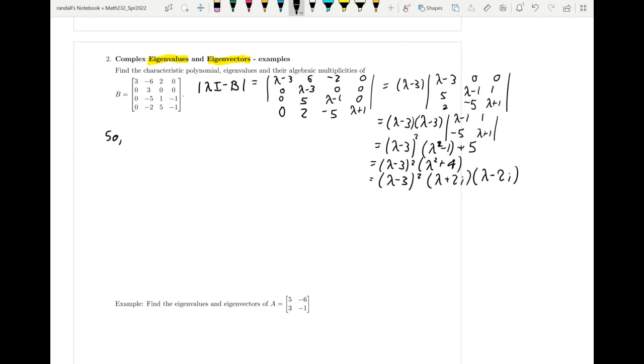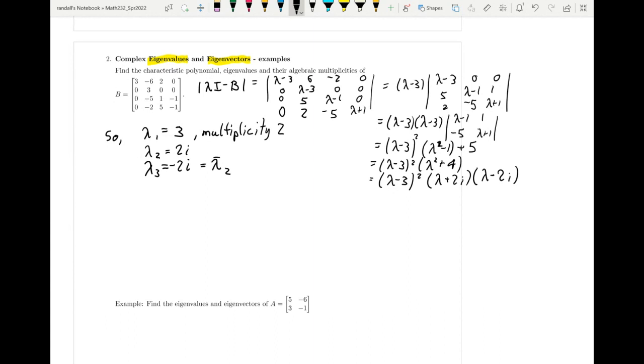So in this case, we have lambda 1, the real eigenvalue, is 3. And I'll just note here again, algebraic multiplicity 2, because it appears as a double root in the polynomial. And then the remaining two eigenvalues are 2i and minus 2i. Remember, they always occur in conjugate pairs. So this one is the conjugate of lambda 2.